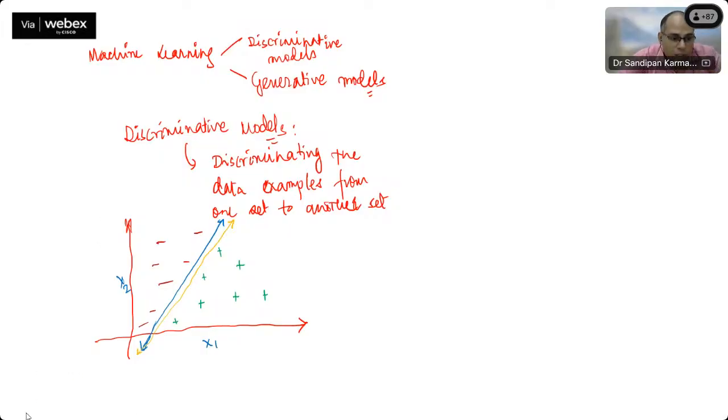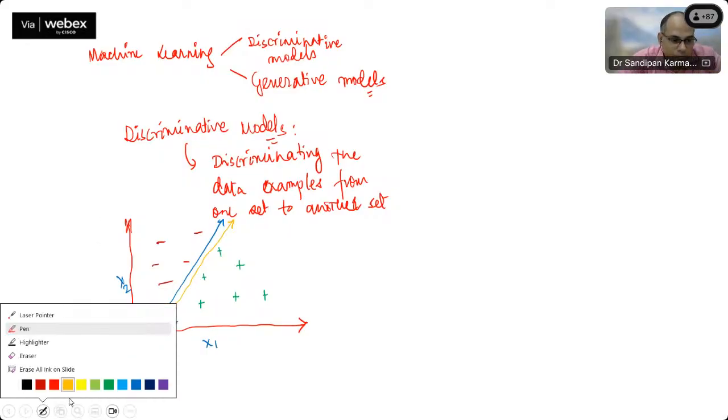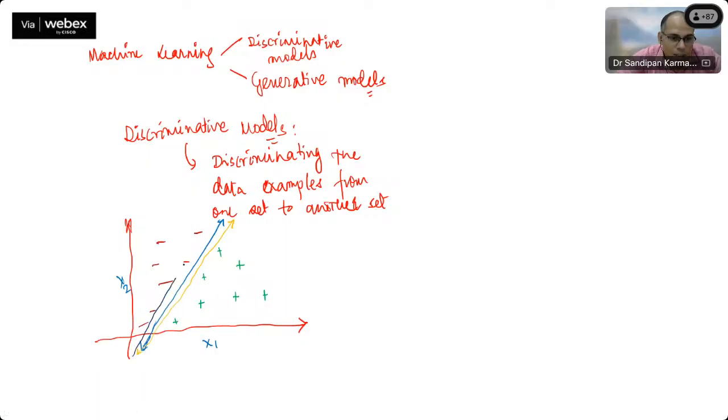Now there might be several boundaries possible. This can be another boundary, and this can be another boundary. I can have many boundaries possible. Now can I unify all these boundaries and tell, okay, this is the best margin?